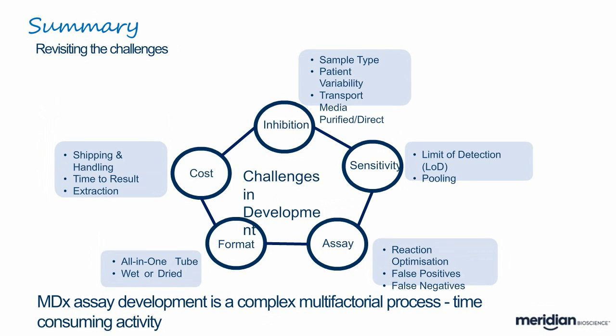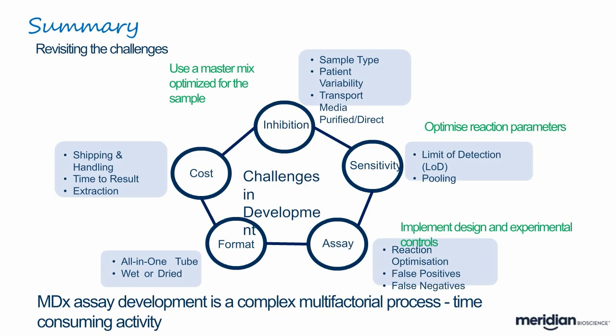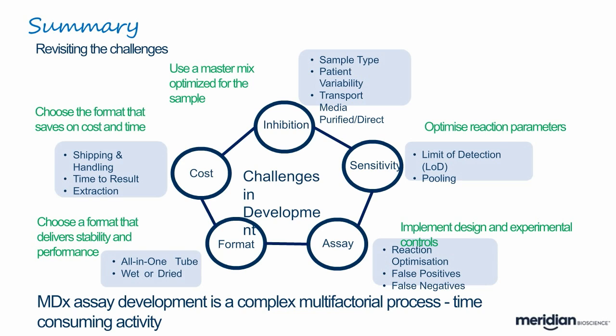So to finish the presentation, I would like to recap the challenges and solutions that we have talked about. When faced with inhibition, use a master mix that is optimized for the sample you are investigating. When tackling challenges of sensitivity, optimize the physical and chemical parameters of your reaction. When designing your assay, implement design and experimental controls to avoid false positives and false negatives. Finally, choose a format that delivers stability and performance to the end user, and consider the format that saves time and money. I hope you have found our tips helpful, and thank you for listening, and all the best with your development.